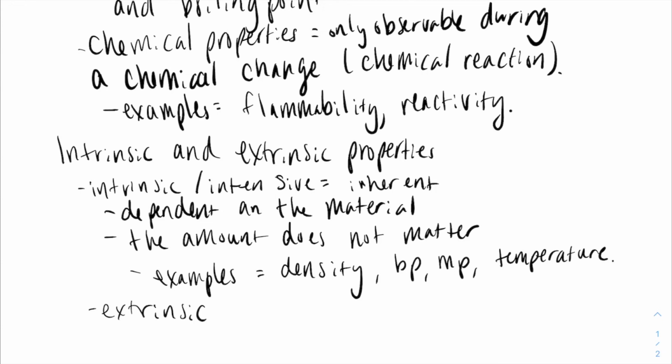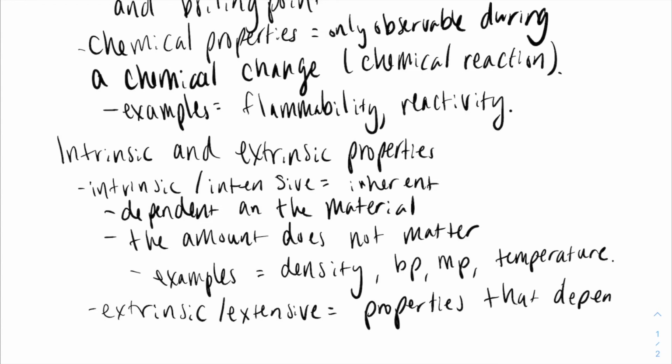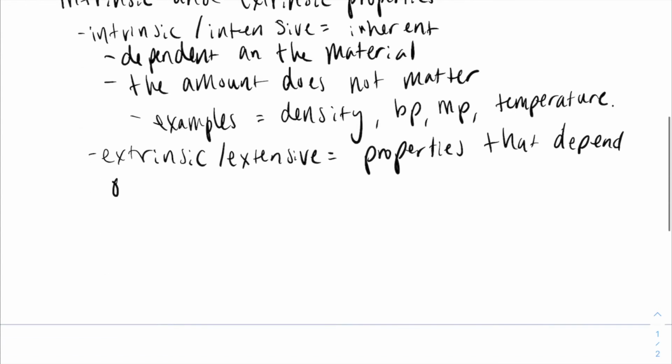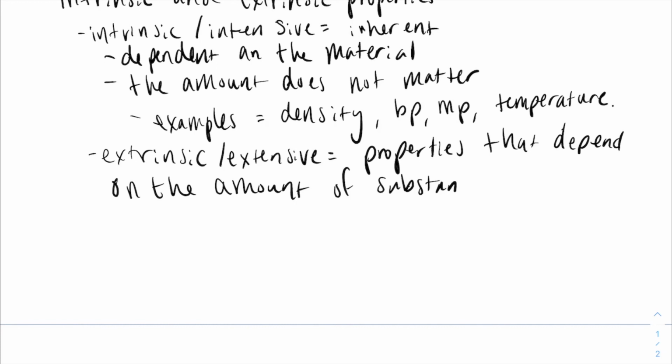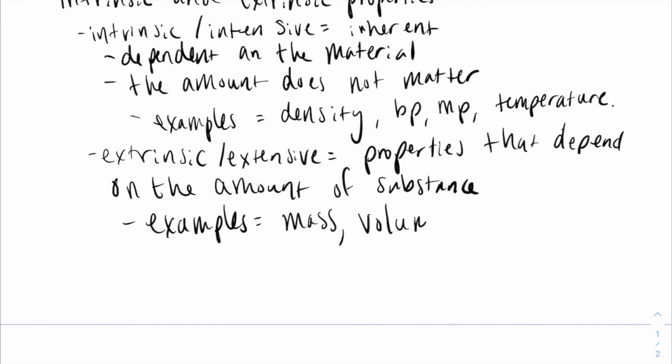Extrinsic properties, also called extensive, are going to be properties that depend on the amount of substance. So these are going to be things that are going to change based on how much of it you have. So our examples here are going to include mass, volume, and length.